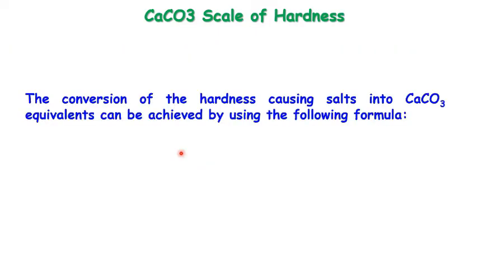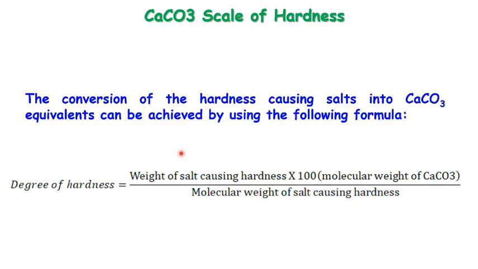The formula which is used to calculate the calcium carbonate scale of hardness is this. Here, degree of hardness on the calcium carbonate scale is equal to weight of salt causing hardness divided by molecular weight of the salt causing hardness, multiplied by molecular weight of calcium carbonate, which is 100. So I have written 100, and in brackets, molecular weight of calcium carbonate.